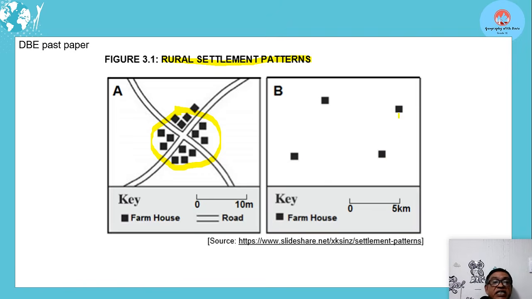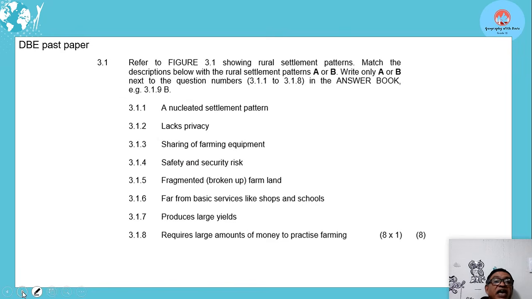It is dispersed. I look, the examiner gave me the letters A and the letter B. Okay, so I know I'm going to use that somewhere along the line. So A was my nucleated, B was my dispersed. Let's look at some of the questions here, and you look how easy it becomes. A nucleated settlement. Obviously, this is A.